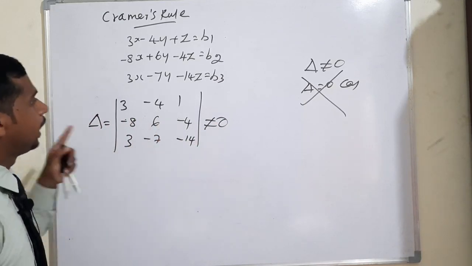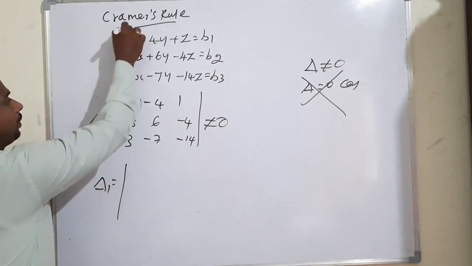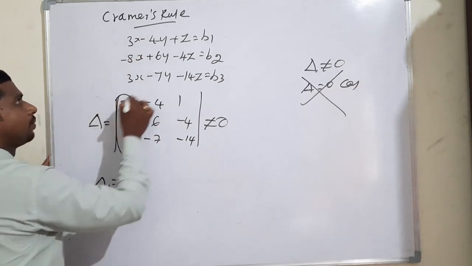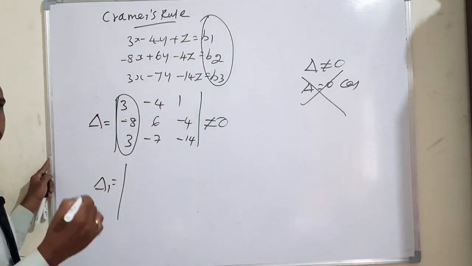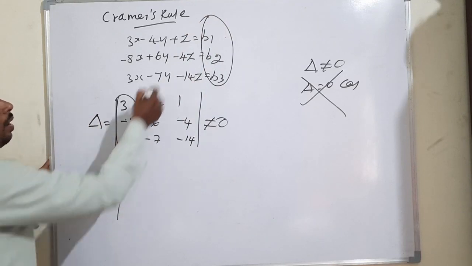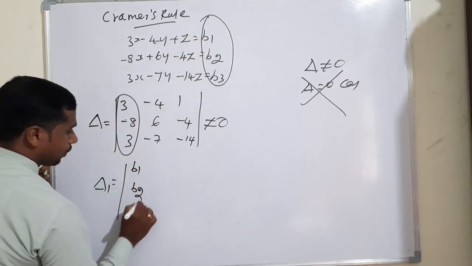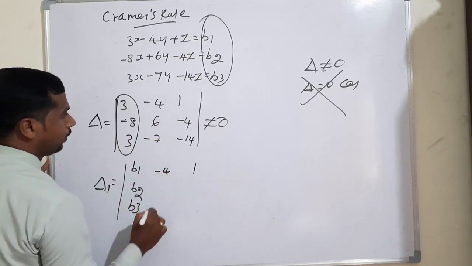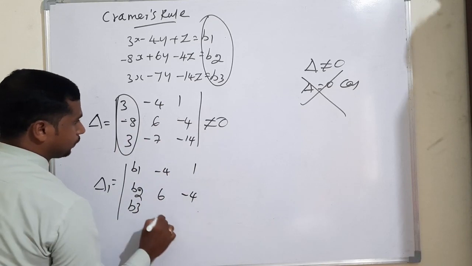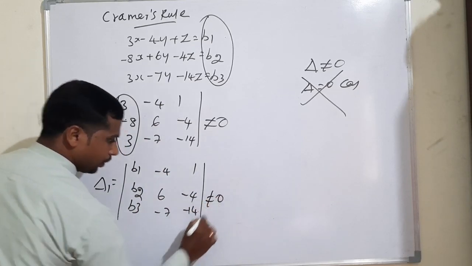Then how do we find del 1? Del 1: instead of the first column, we write the constants. Whenever you move on to the question, you will understand more deeply. Instead of the first column, we write B1, B2, B3, and the remaining columns stay as they are: minus 4, 1, then 6, minus 4, minus 7, and minus 14. This is also always not equal to 0.